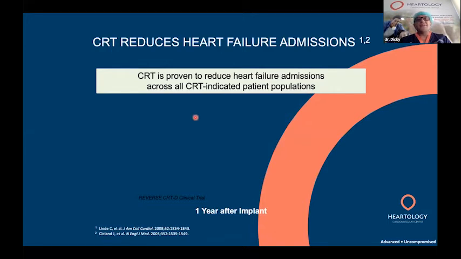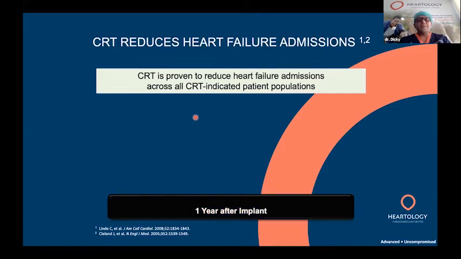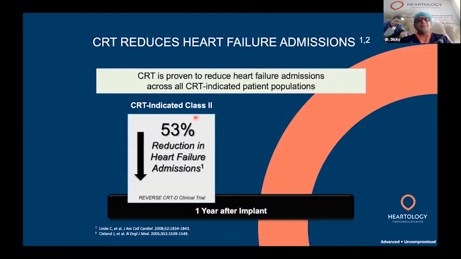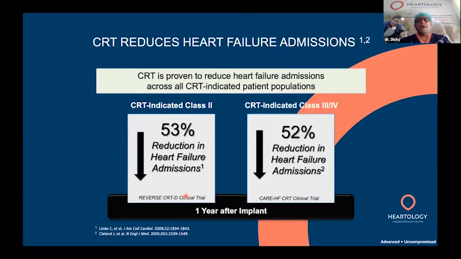So CRT reduces heart failure admissions across CRT indicated patient populations, and 1 year after implantation, there's a 53% reduction in heart failure admissions, and a 52% reduction in heart failure admissions in class 3 or class 4 functional class patients.